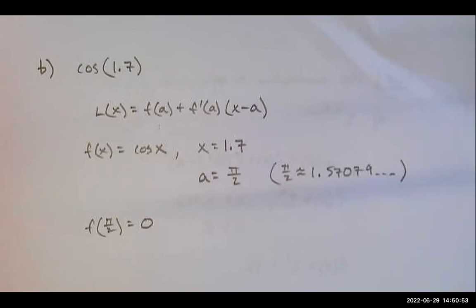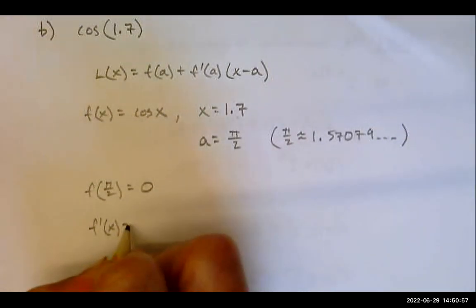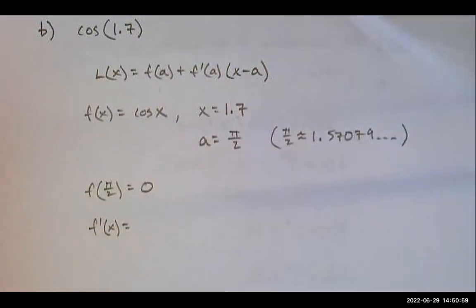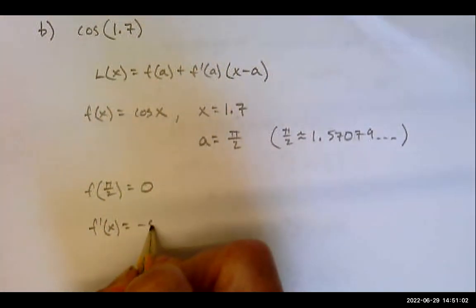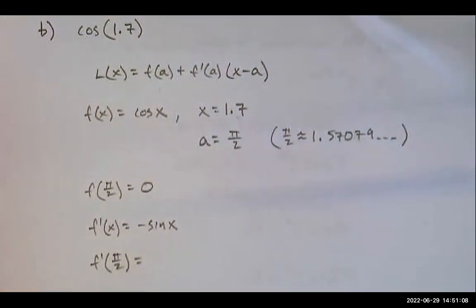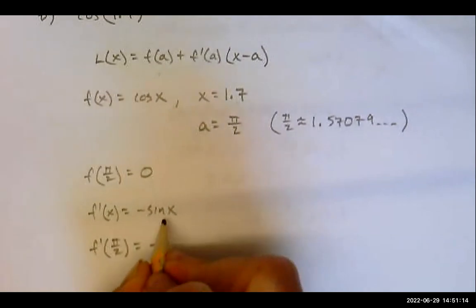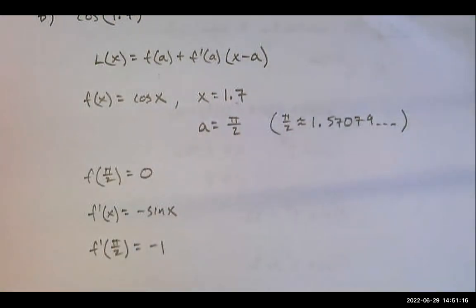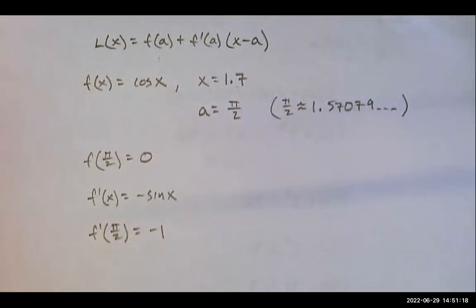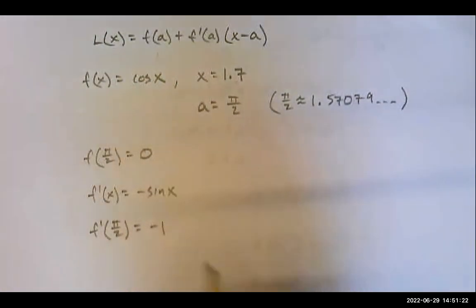It passes through 0. We'll also need to know f prime of x, so we can get the derivative there. Derivative of cos x is negative sine x. And we'll need to know f prime of pi over 2. Well, negative sine pi over 2 is going to be -1. Sine pi over 2 is 1. Now this is interesting. So we got our values: 0, and then -1.